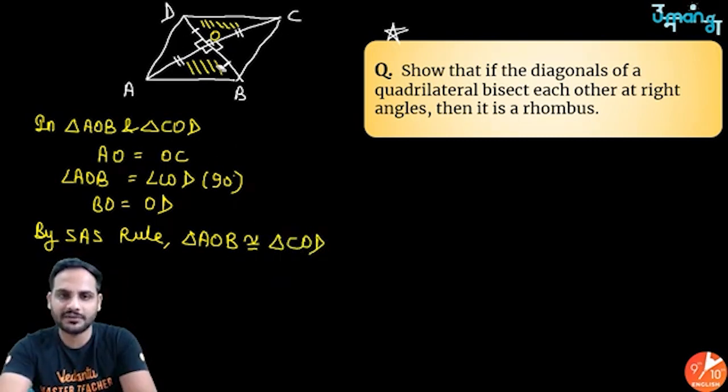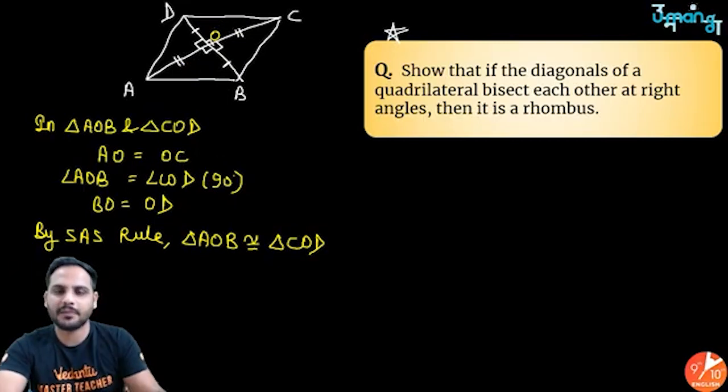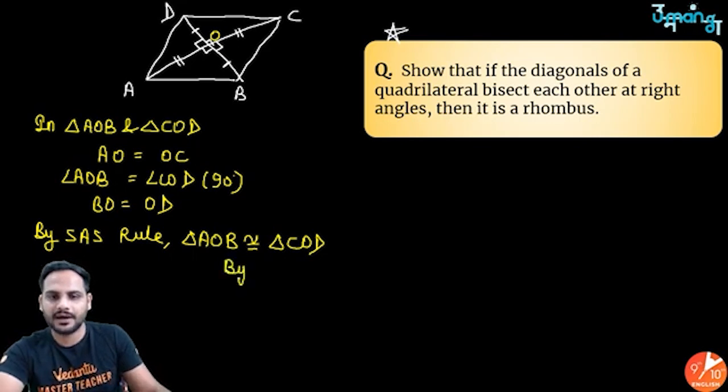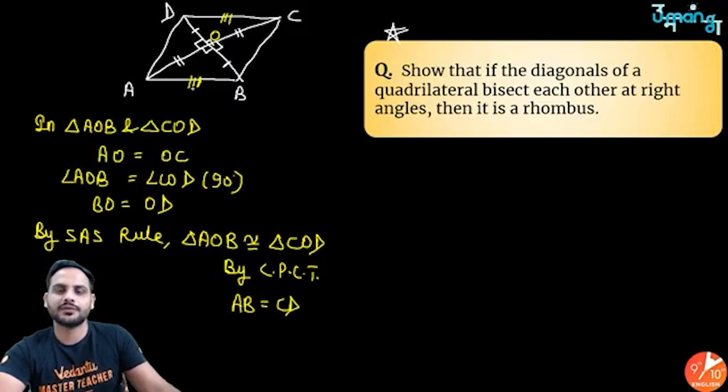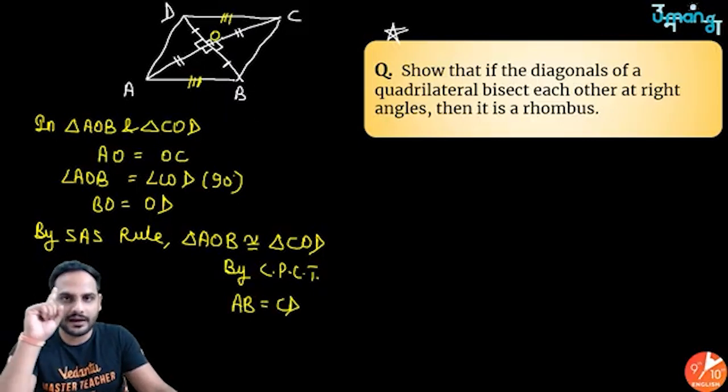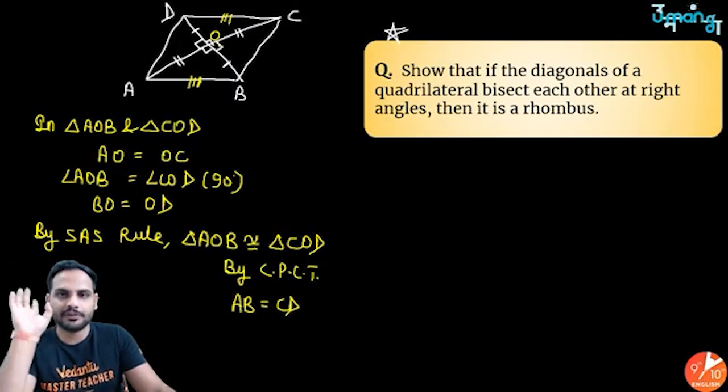If these two triangles are congruent, let me just erase this part. It is just to show you which triangles I'm talking about. So first thing I can say, sir, by CPCT, AB is equal to CD. So one pair of opposite sides are equal. Now we need to prove it parallel as well.